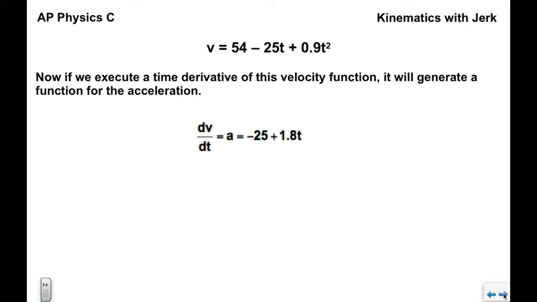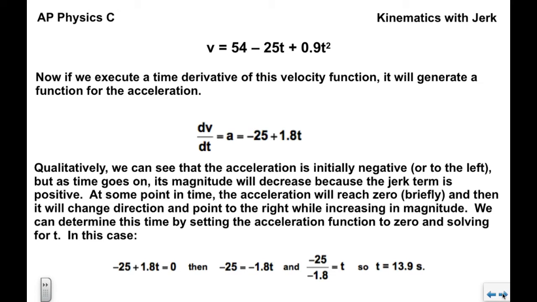Now, if we take a derivative of this velocity function, it's going to tell us the function for the acceleration. So dv dt. We know how to take a derivative. The constant goes away, we take the exponent down by one and bring the 2 out front, and we get this expression for a: negative 25 plus 1.8 t.